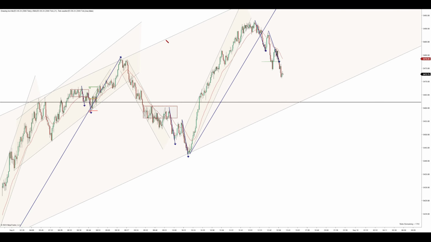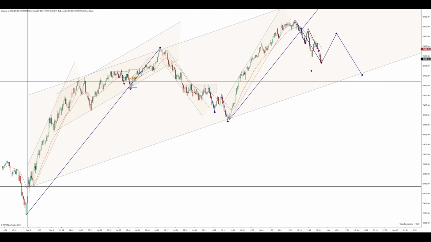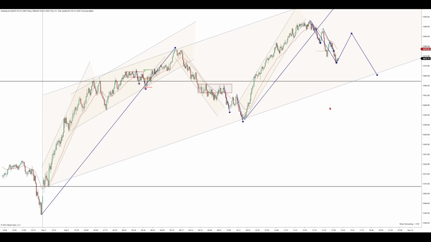We could get a couple of large legs down, maybe something like this perhaps. Who knows? We just got to be patient, wait for something else to happen. But that's going to do it for the ES. I'm going to hop over to the NQ and go over that.